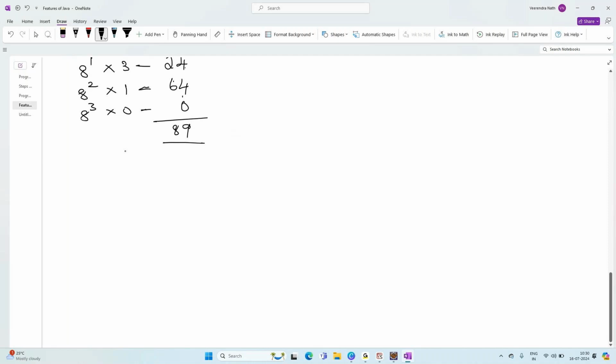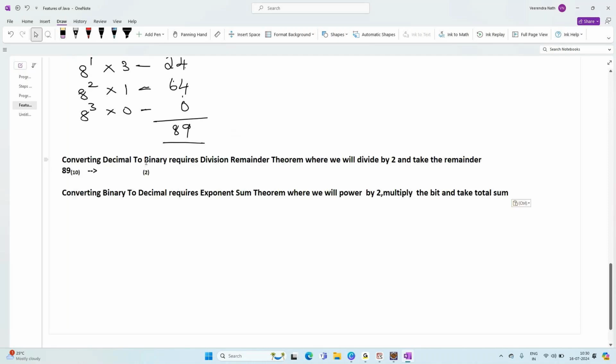So what is the next one here? Next one is going to be converting decimal to what? Hexadecimal, where we will divide by how much? 16. We will divide by 16. So converting hexadecimal to decimal requires the exponent sum method, where we will take the power of 16, multiply by the digit and take the total sum. It is as simple as that.